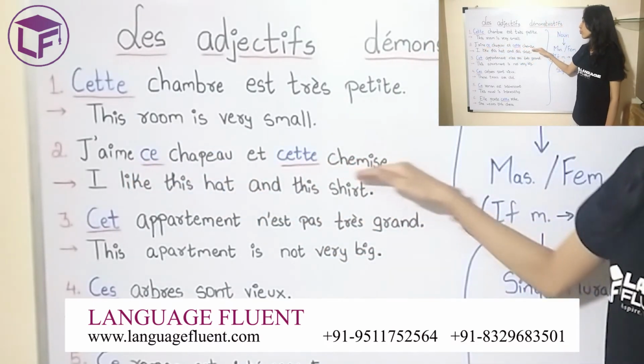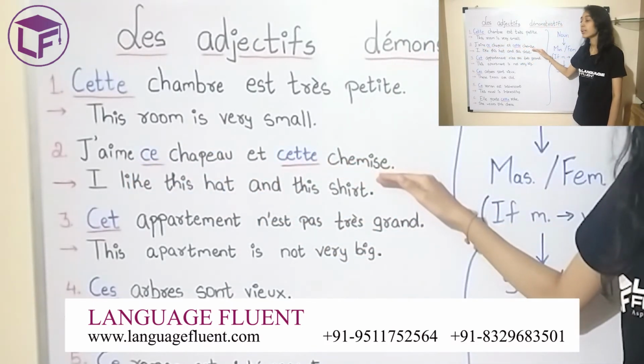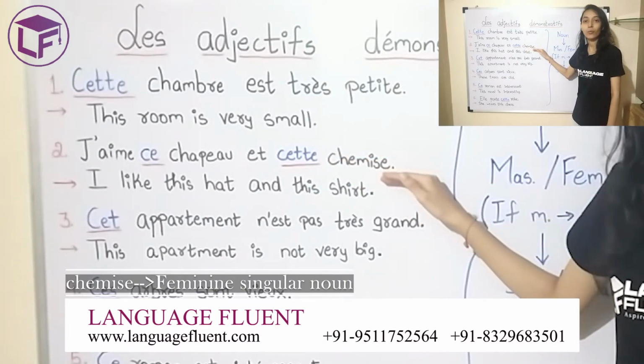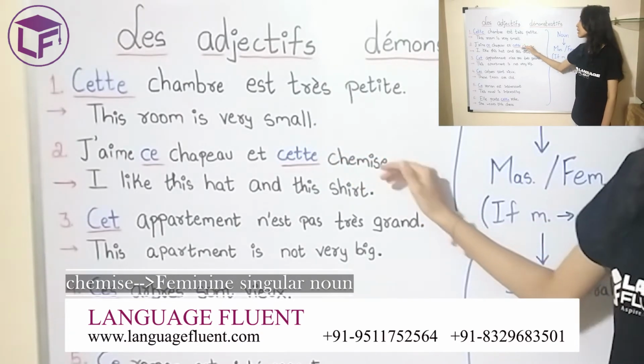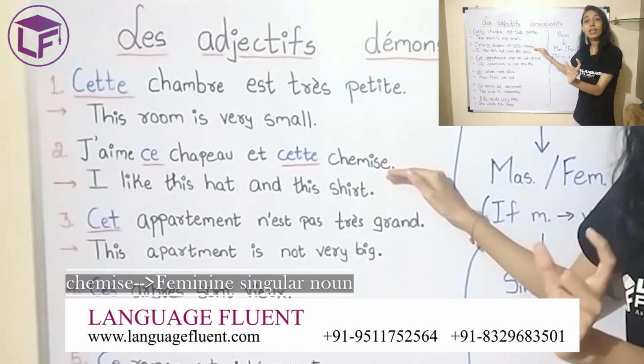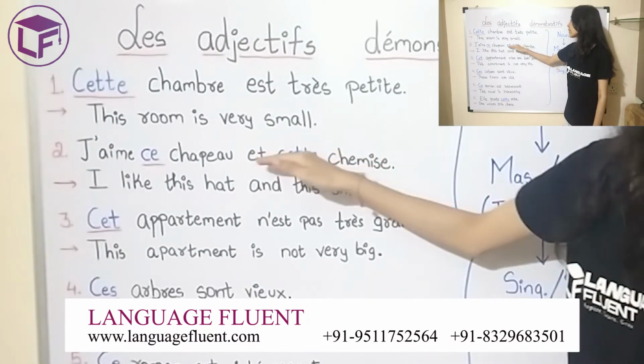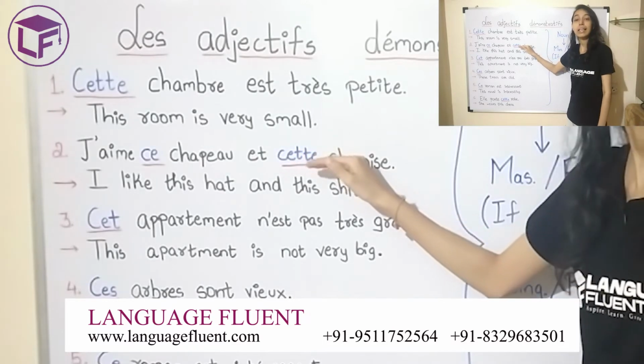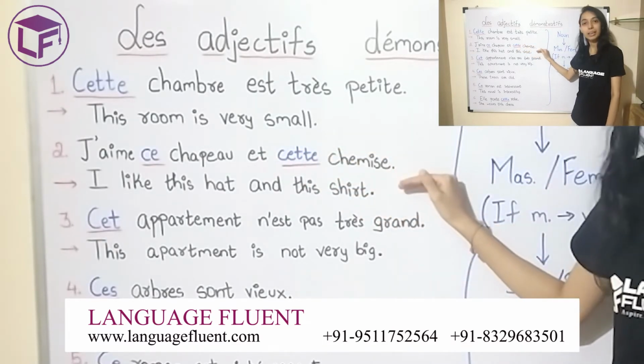Now, for chemise, what is the gender? It is feminine noun. And what is the number? It is singular noun. So it becomes feminine singular noun. So we write C-E-T-T-E, cette, cette chemise.